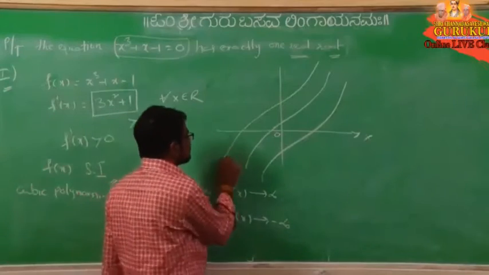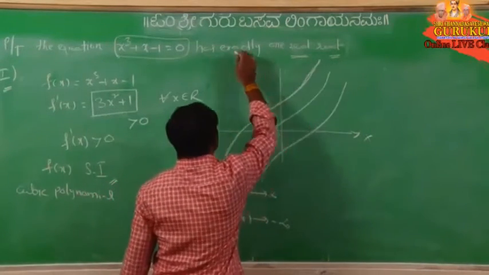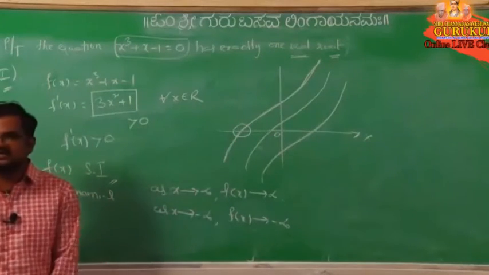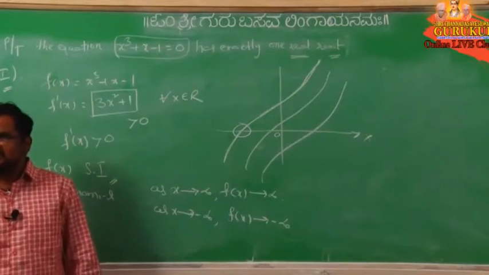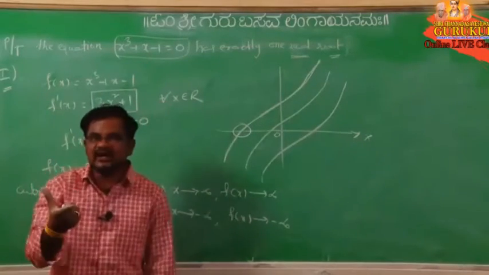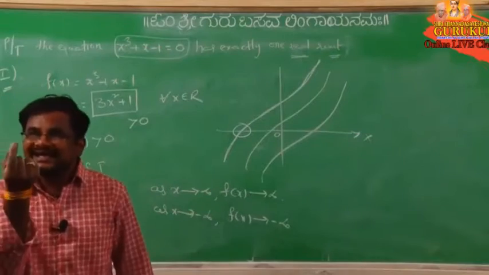Suppose you take this as the graph of the cubic polynomial. How many places is it intersecting the x-axis? One place only, or not? So that's why this polynomial equation definitely has only one real root.